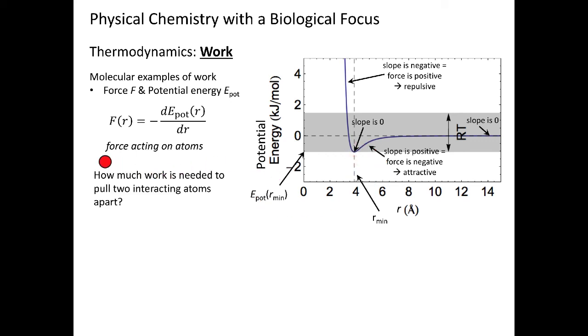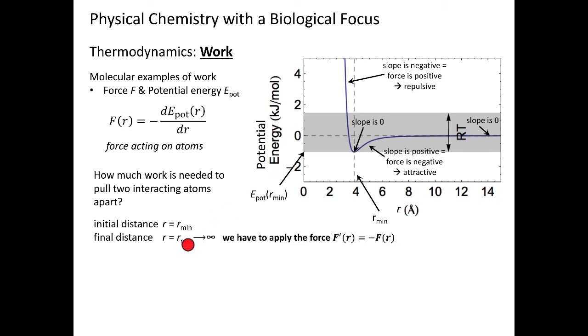And now let's think about how much work is needed to pull two interacting atoms apart. Again, just like before, we have an initial distance between particles. This is our minimum, so right here. This is where we start. And as a final distance, we basically use infinity, so the particles are very, very far apart from each other. So first we begin here, and then we pull them apart to an infinite distance. How much work do we have to invest in order to do that?